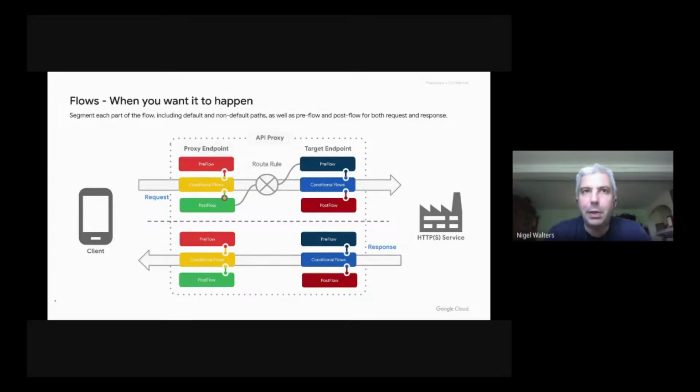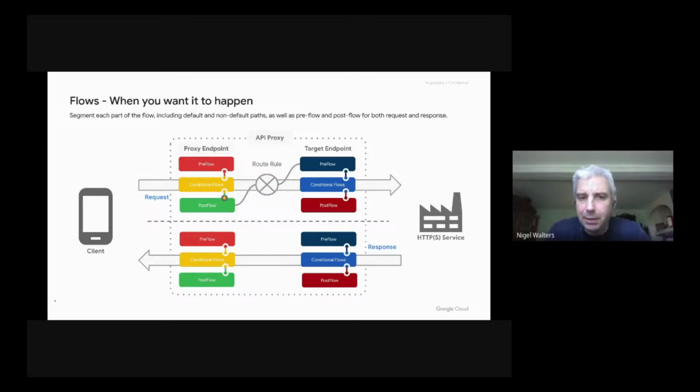Classically, you would generally try to put client-facing logic in the proxy endpoint side and target-facing logic on the target side. So things like rate limiting, authentication, authorization would generally sit on the proxy side. Things like dynamically assigning the target would more naturally fit on the target endpoint side.